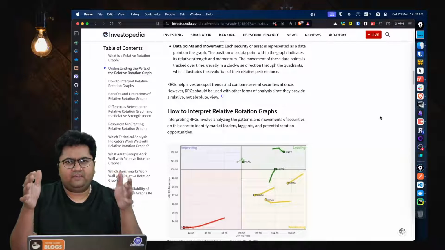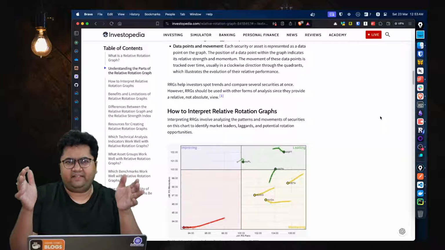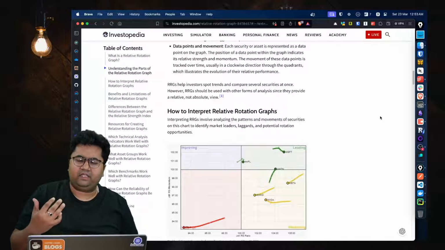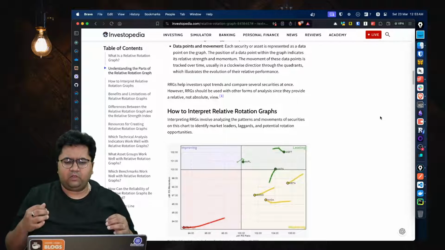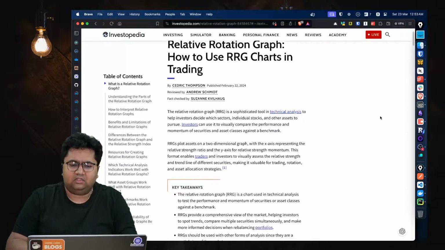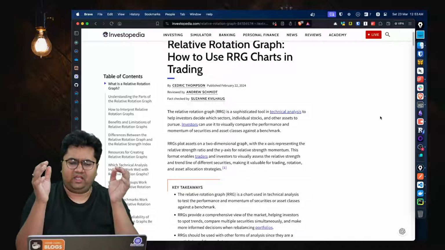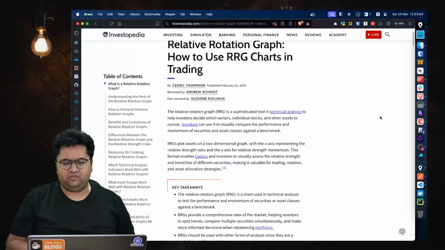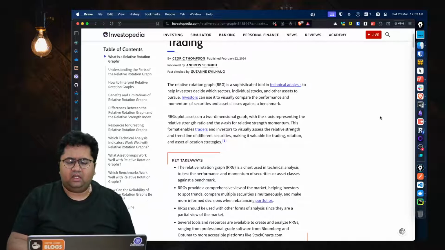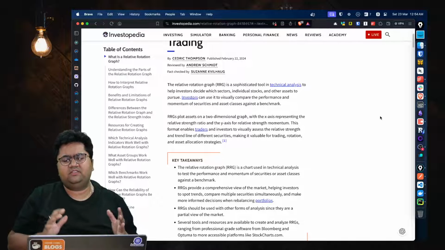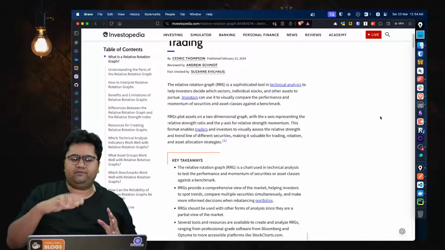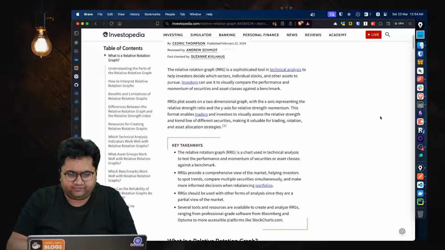If you are into investing and you want to study how different sectors take a turn, how they are moving with respect to a certain index, let's say Nifty 50, then this video is for you. We will be talking about relative rotational graphs, or RRGs, which are essentially a tool to help you study different sectors, even individual stocks and commodities, other assets, etc. Basically, you can use this to compare how a certain sector or stock is moving in a period of time with respect to a benchmark.